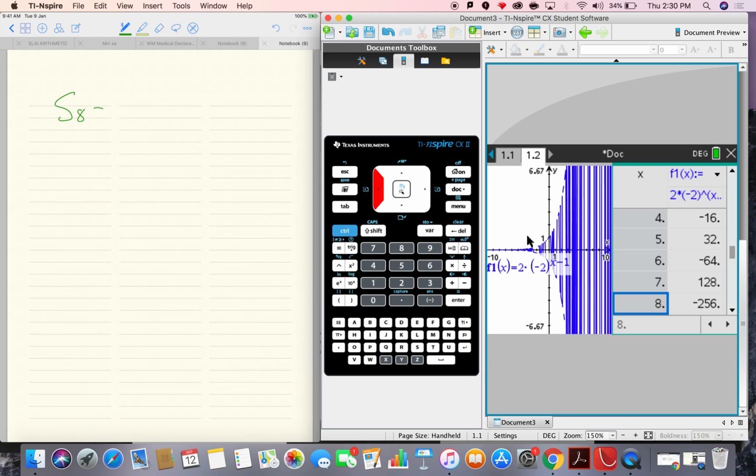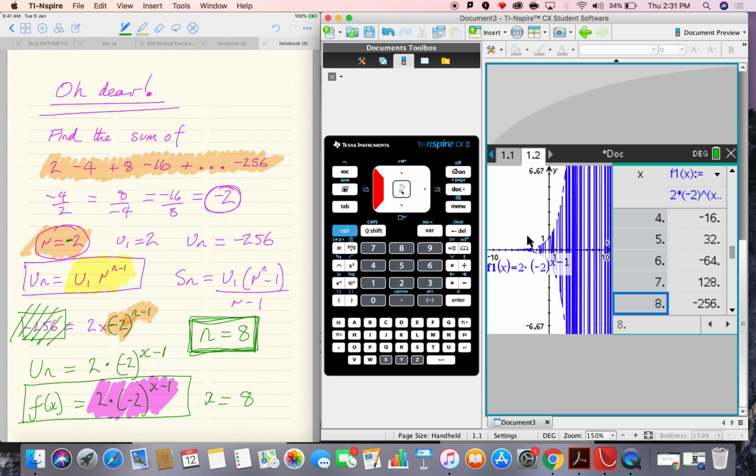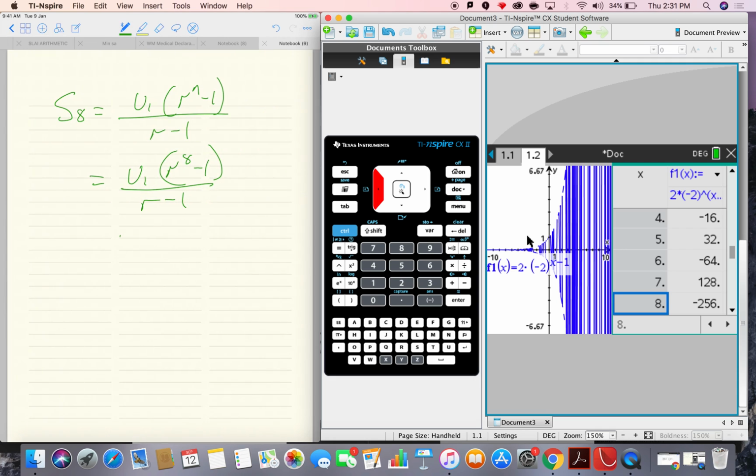The sum of 8 terms is u1 times r to the n minus 1 over r minus 1. So that's u1 times r to the 8 minus 1 over r minus 1. Let's go back and have a look. u1 is 2. r is negative 2, keep it in a bracket, to the 8 minus 1 over negative 2 minus 1, and that's S of 8. Get the GDC on the go.